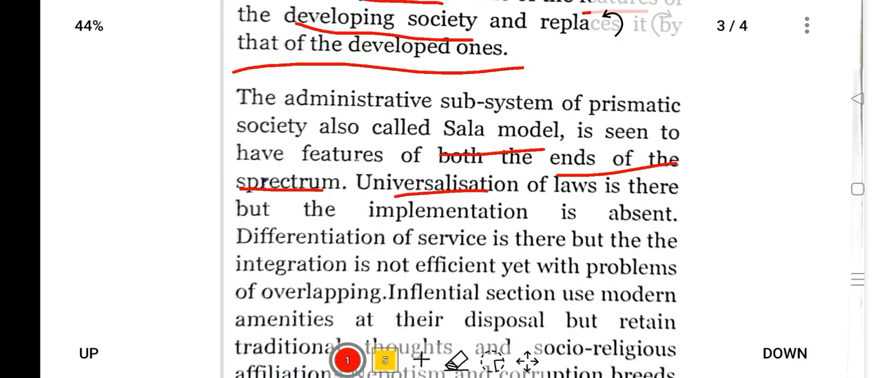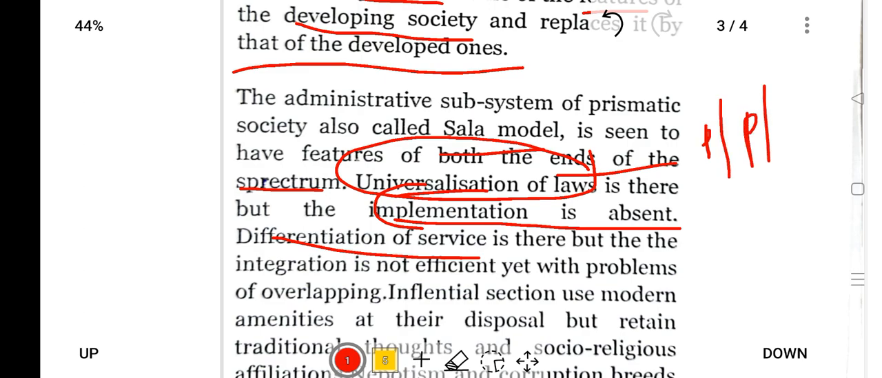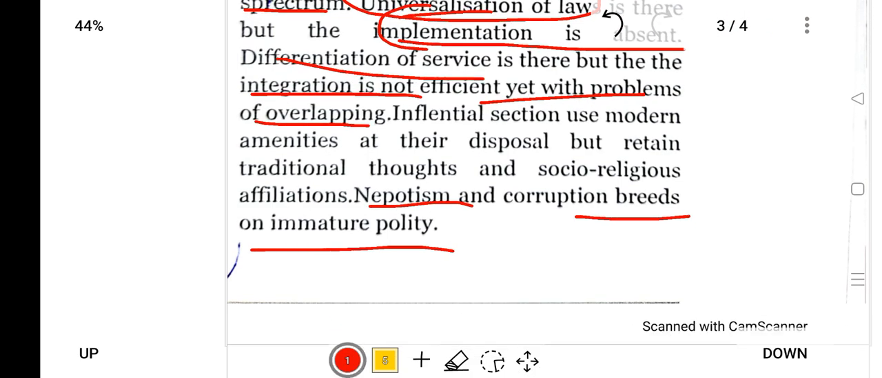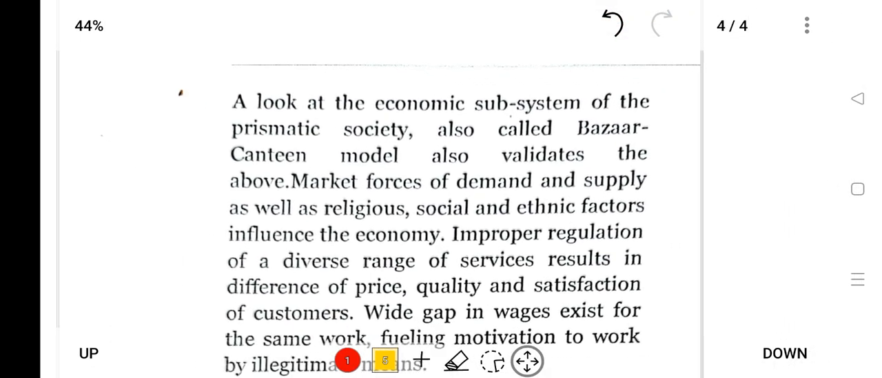The elements are these. Universalization of laws is there but the implementation is absent; developed countries have universal laws and implement them, but developing countries do not. Differentiation of service is there, that means separate services like police, post office, doctors and engineers, but integration is not efficient yet, with problems of overlapping. Influential sections use modern amenities at their disposal but retain traditional thoughts and social religious influence. Nepotism and corruption breed on an immature polity. Nepotism and corruption are aspects of underdeveloped countries, where you will see them a lot.